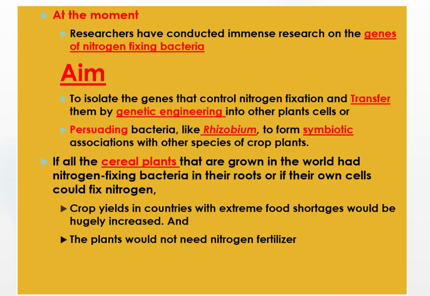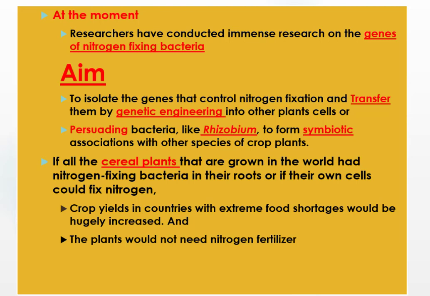At the moment, researchers have conducted immense research on the genes of nitrogen-fixing bacteria. Scientists aim to isolate these genes that can control nitrogen fixation, and they want to transfer these genes by genetic engineering into other plant cells in order to increase productivity of these plants. The second aim of scientists is persuading bacteria like Rhizobium to form symbiotic relationships with other species of crop plants.